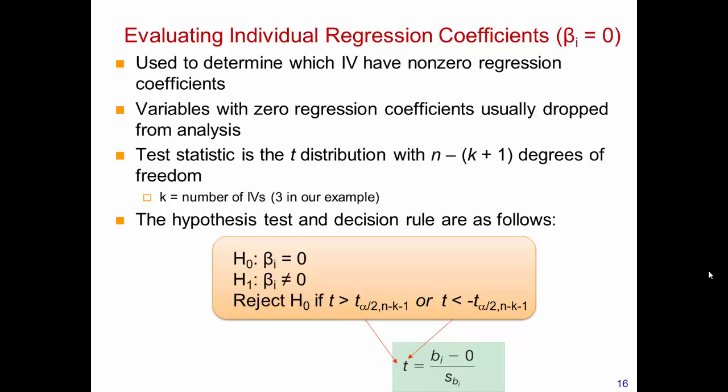The test statistic is the t-distribution with n minus (k plus 1) degrees of freedom. K is equal to the number of independent variables, and in our example that number is 3. So again, we go back to our hypotheses. The null hypothesis is when we assume that nothing is going on, and that each beta coefficient, beta 1, 2, and 3, is equal to 0. And then our alternate hypothesis is what we expect to get if something is going on, that not all of them are equal to 0.